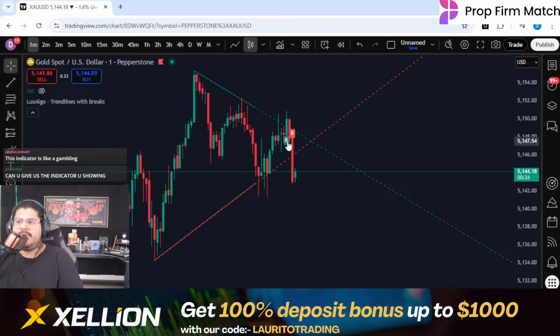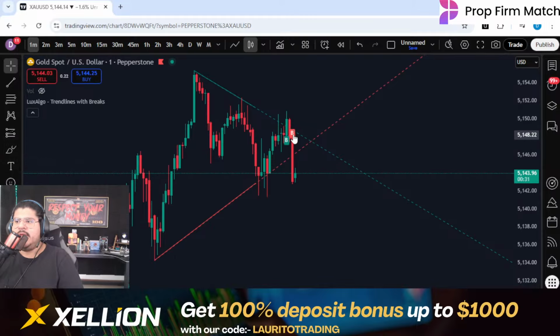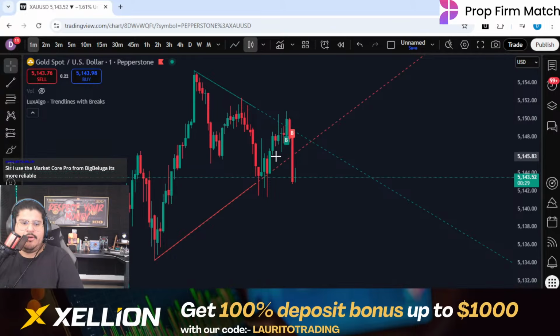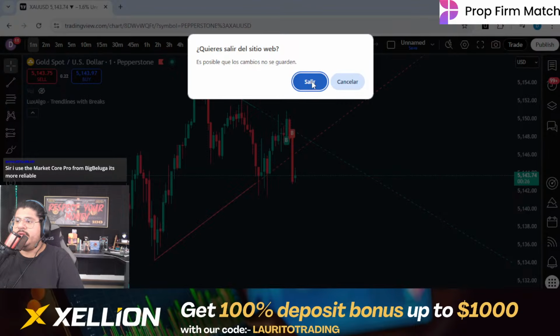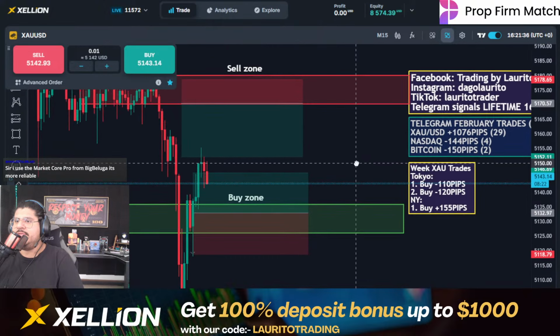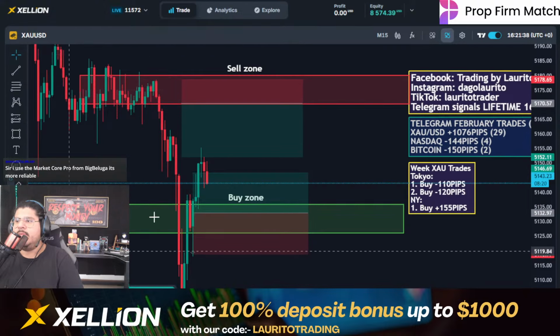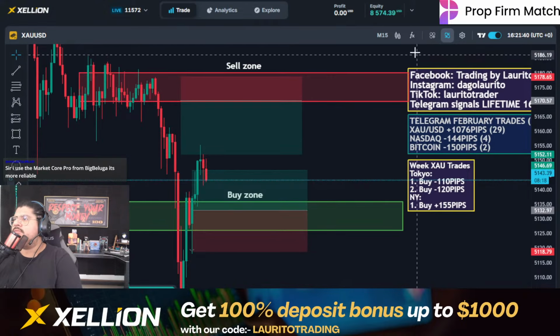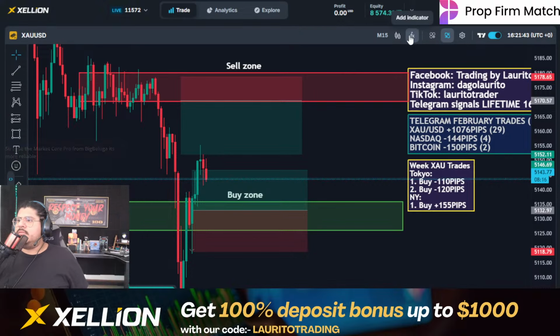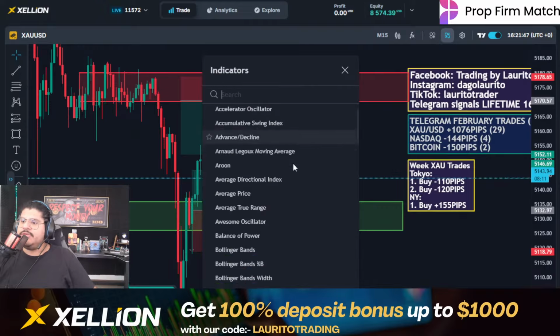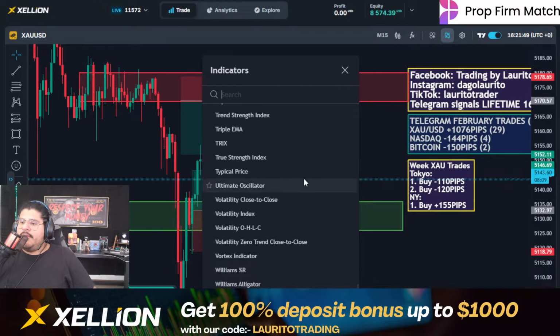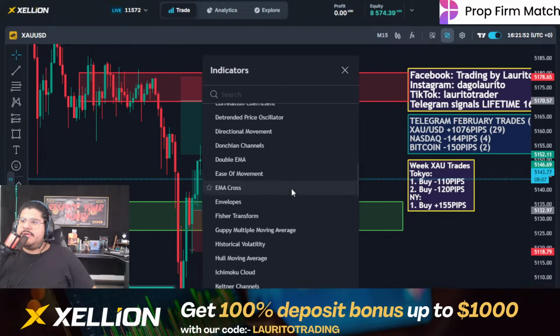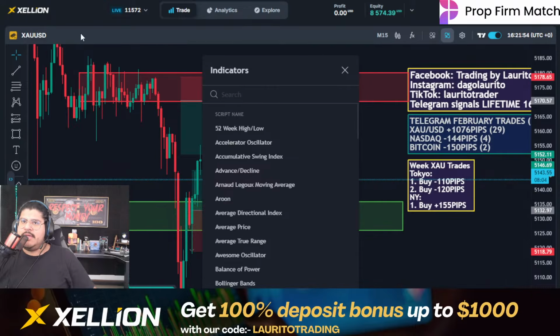But as you can see, the first was the long one. Then 1 minute later, it was a short. So well, it depends on what you like. I prefer to just mark my zones. Again, no issues, if you want to add indicators too, you have many indicators in the Cellium platform too.